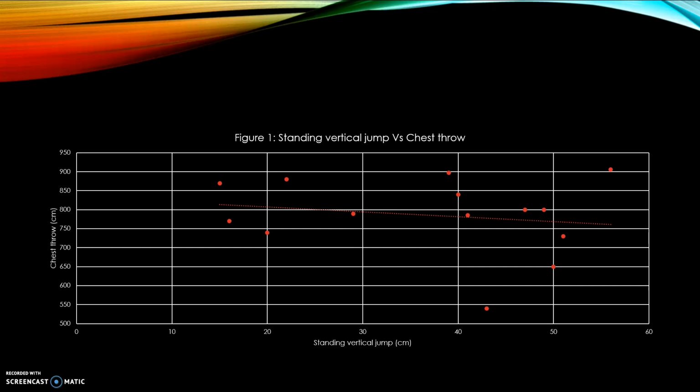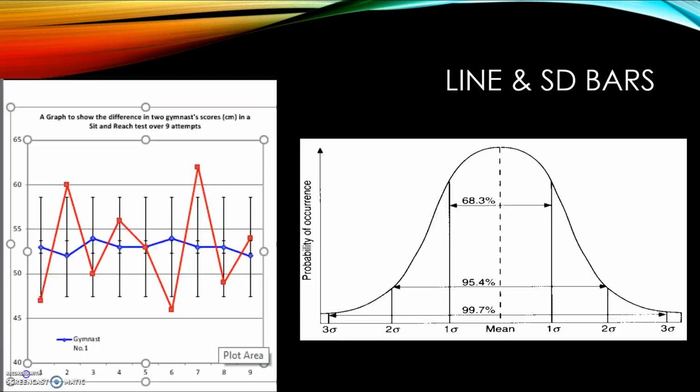The regression line can be used in some circumstances as a predictive tool. For example, my scatter graph shows the relationship between an individual's chest throw and their vertical jump. With this graph, I can potentially predict that if someone has a vertical jump of 40 centimeters, they will have a chest throw of around 780 centimeters.